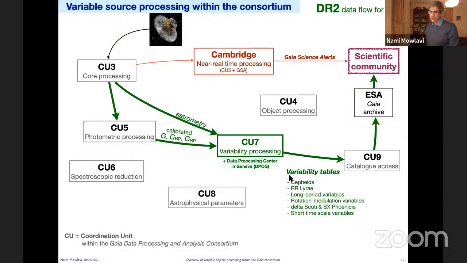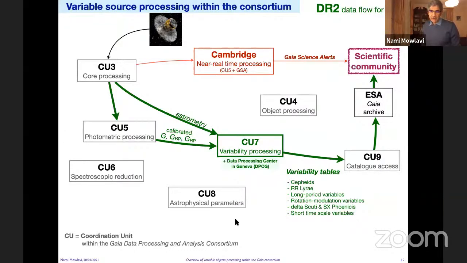Variability types that were published in 2018 for DR2 by CU7 concern Cepheids, RR Lyrae, long period variables, rotation modulation variables on the main sequence, delta Scuti and SX Phoenicis stars, and short time scale variables. And I will tell a little more about these ones just a few slides later.